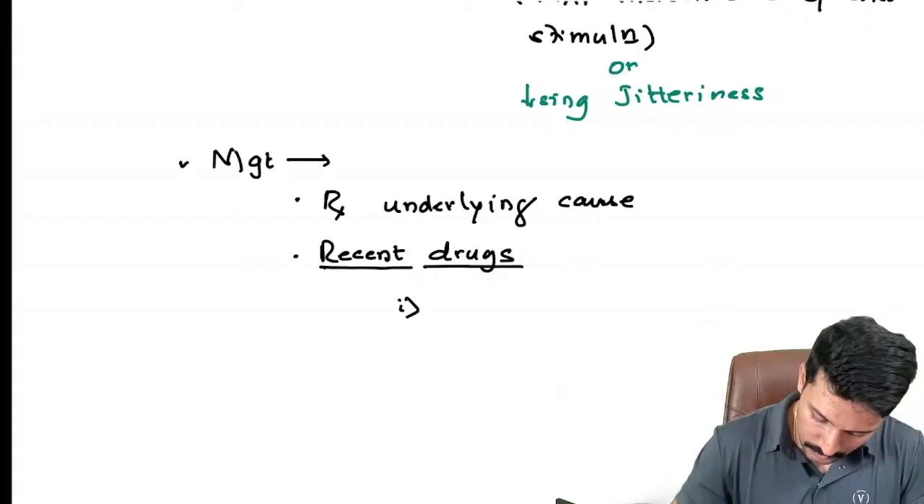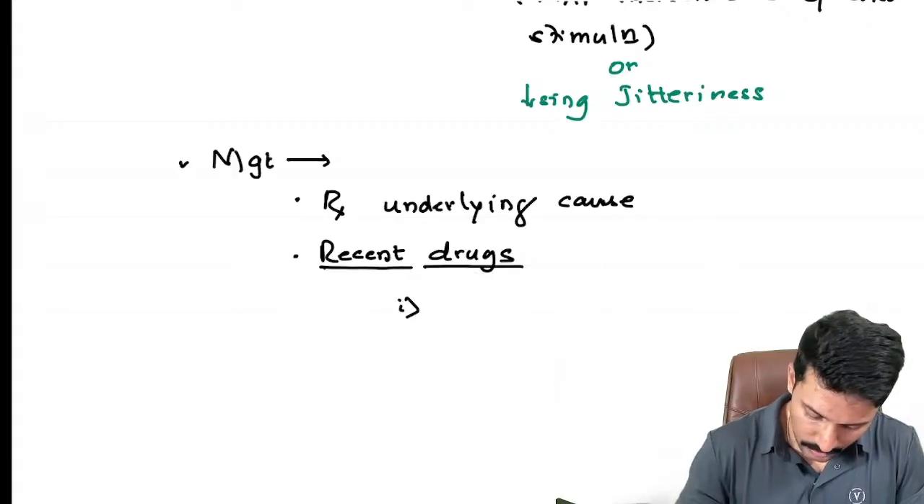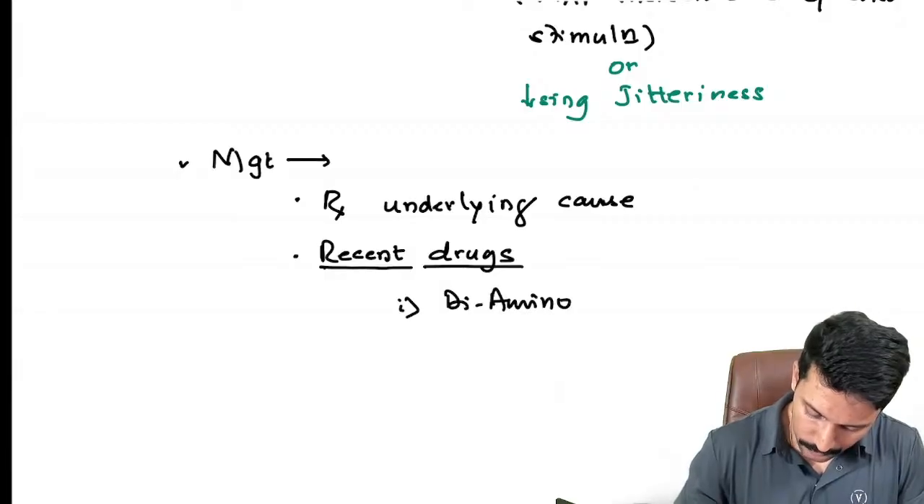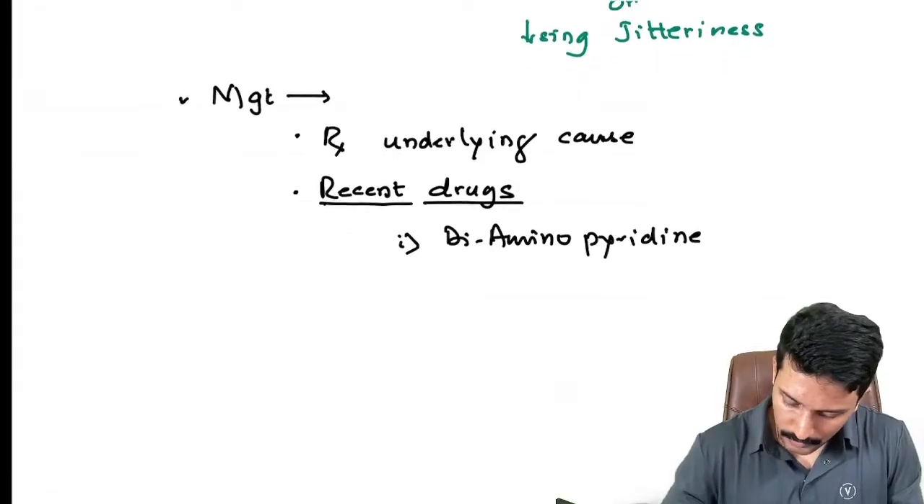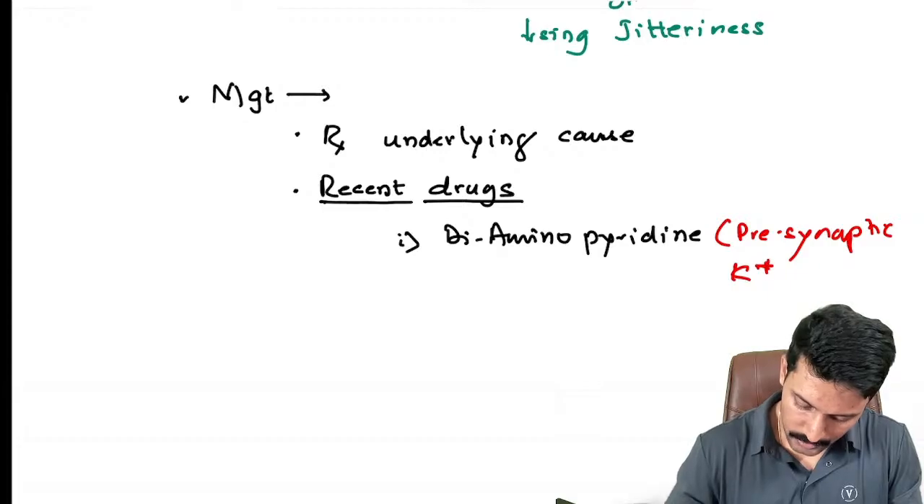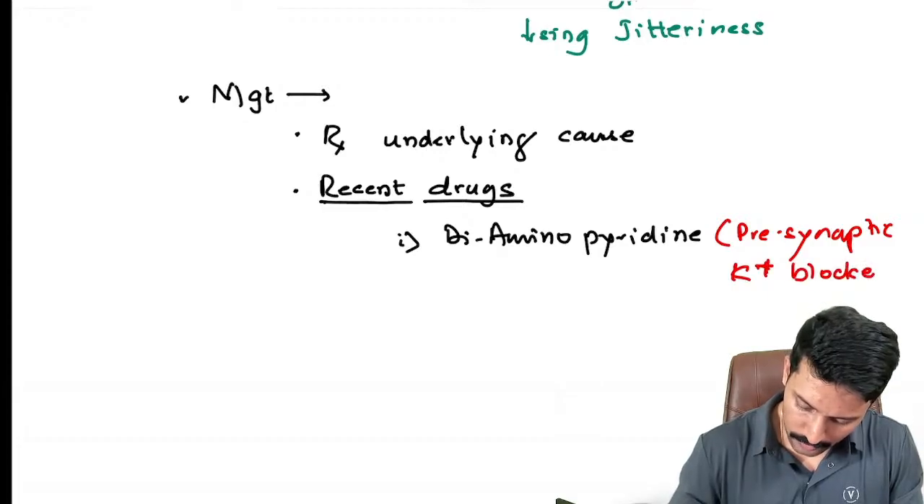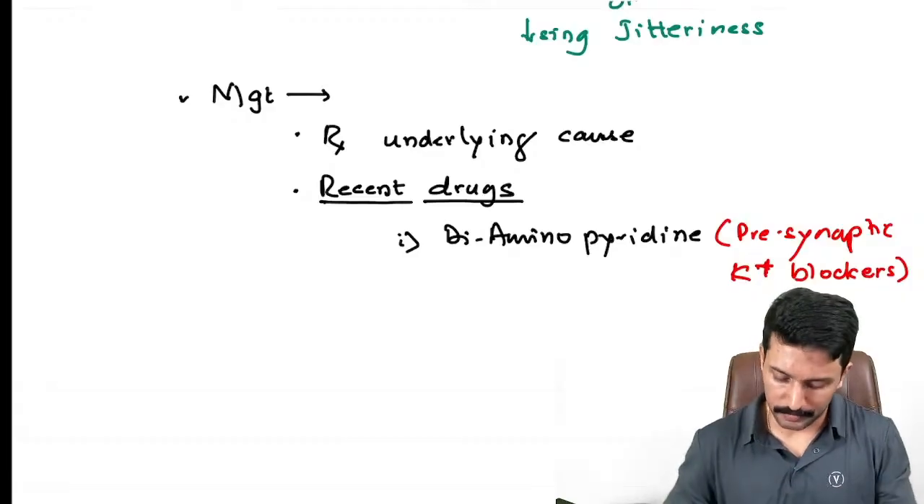So the first drug is diaminopyridine, 3,4-diaminopyridine, or simply diaminopyridine. It's a presynaptic potassium blocker. Presynaptic potassium blocker. Not greatly effective. To some extent, it helps patient symptom improvement.